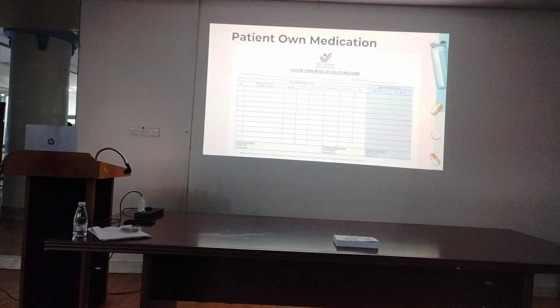So the doctor anyway knows the medication that this patient is using, and we will continue giving it from inside the hospital. In the rare cases that the patient is using a medication that is not available in the pharmacy or does not have a therapeutic alternative in the hospital, we will take the medication from the patient, fill a patient-owned medication form, give the medication and the form to the pharmacy. Okay? They will be dispensing the medication after that.